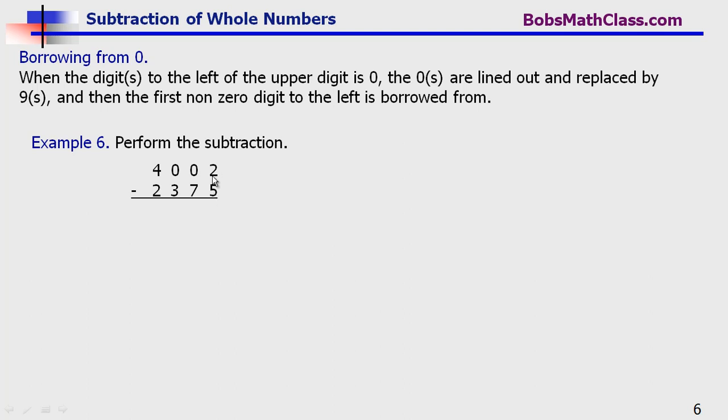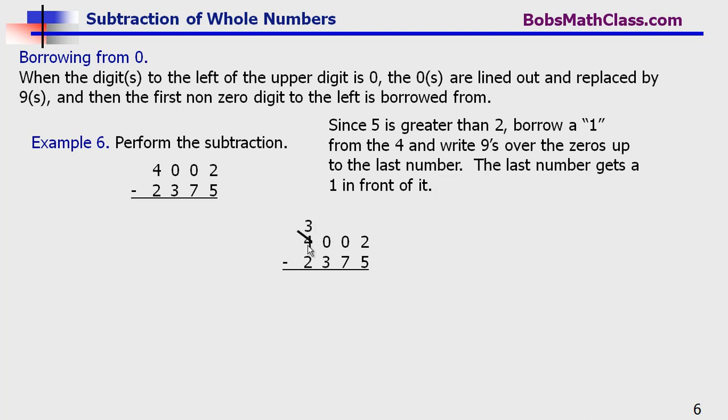We cannot subtract 5 from 2, so we have to borrow from the number to the left, but it's a 0. The number to the left of that one is a 0. Finally, the number to the left of that 0 is a 4. So we're going to borrow from this 4. That makes it a 3, and then we're going to put a 9 in place of this 0, a 9 in place of the next 0, and then a 1 in front of the 2.